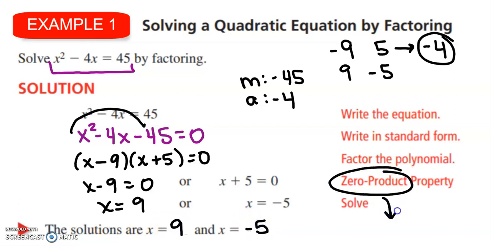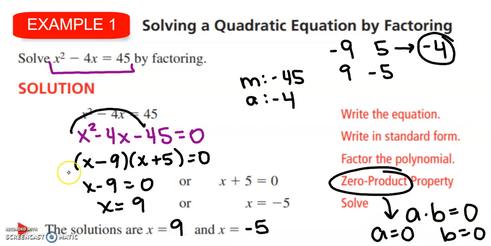This zero product property is in your notes. A times B equals 0. If that's true, then either A had to have been 0 or B had to have been 0. And so that's what we're doing in this line right here, where we take our factors. This is like having A equal to 0, and this is like having B equal to 0.